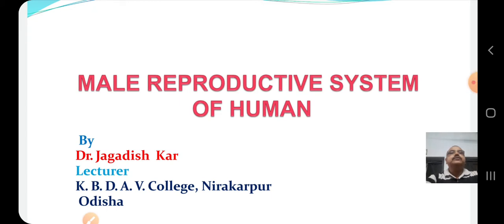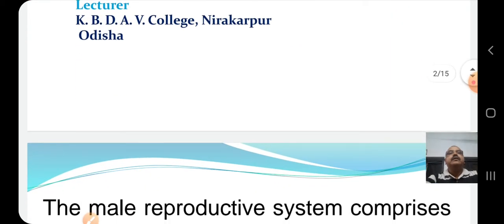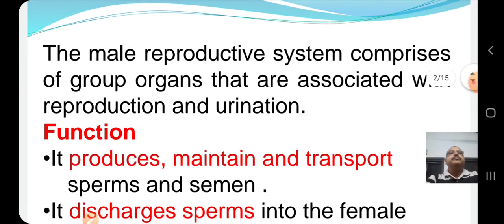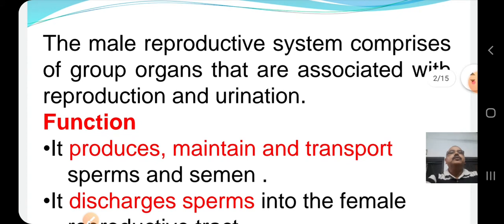Today I am going to discuss the male reproductive system of humans. The male reproductive system comprises a group of organs that are associated with reproduction and urination. That means this system is associated with two functions. One is reproduction, another is removal of urine.